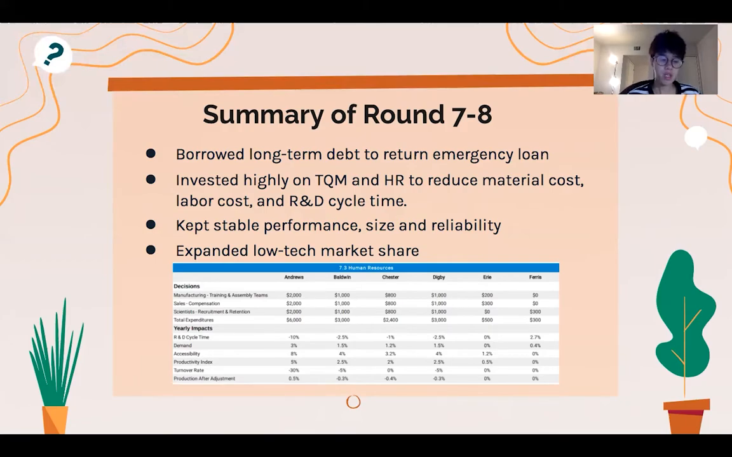In R&D, the performance and size of the products are basically stable and we don't try to change them too much. Because we did not do well in the high-tech market before, we decided to mass produce low-tech products to capture the share of the low-tech market. And after all the adjustments, all our products sell out and generate profits.